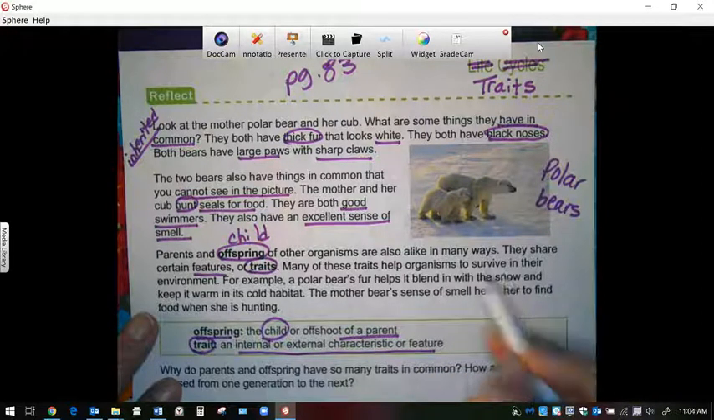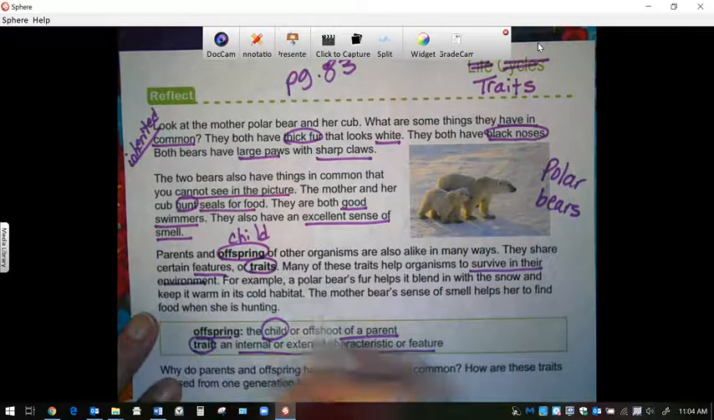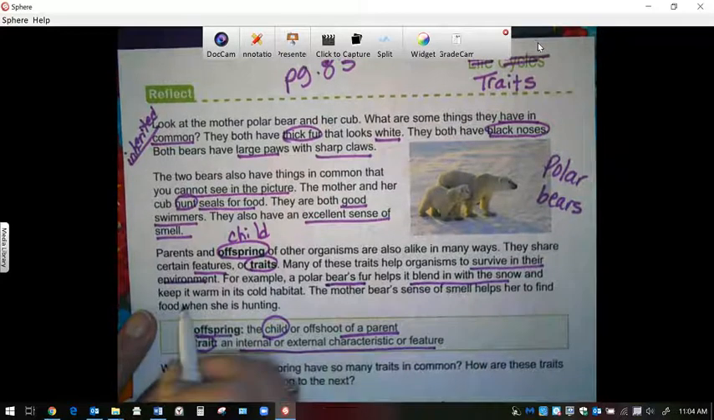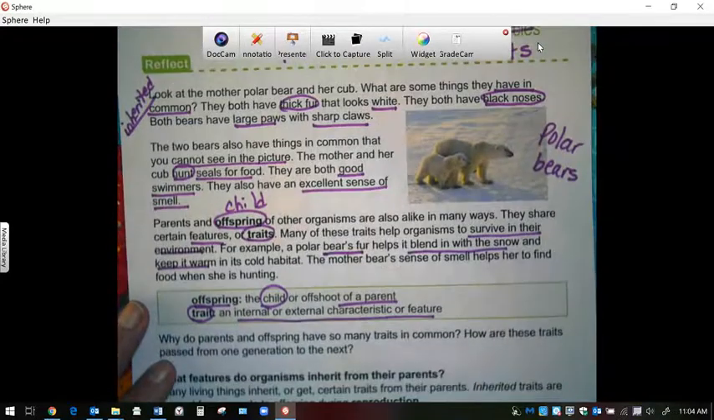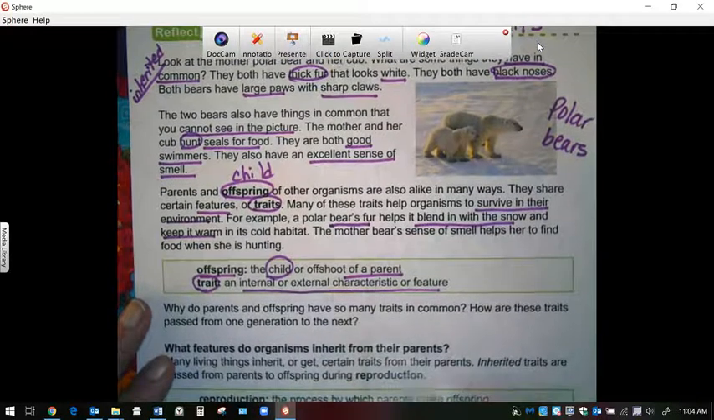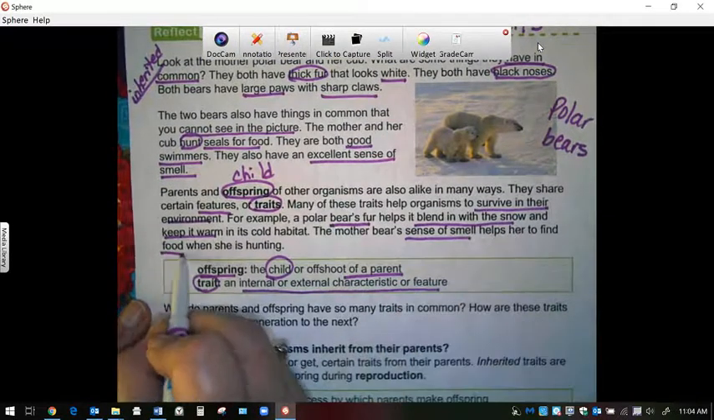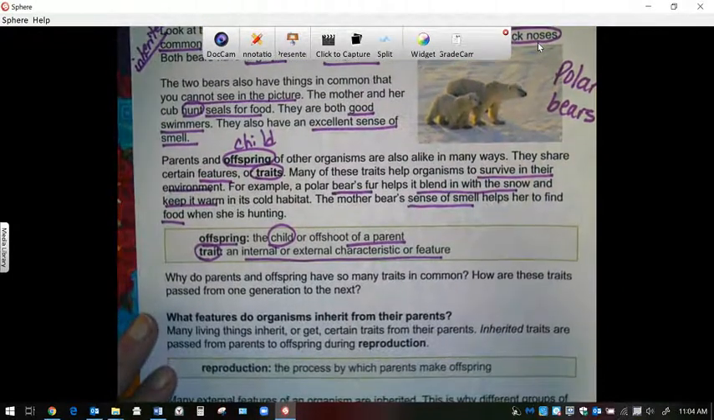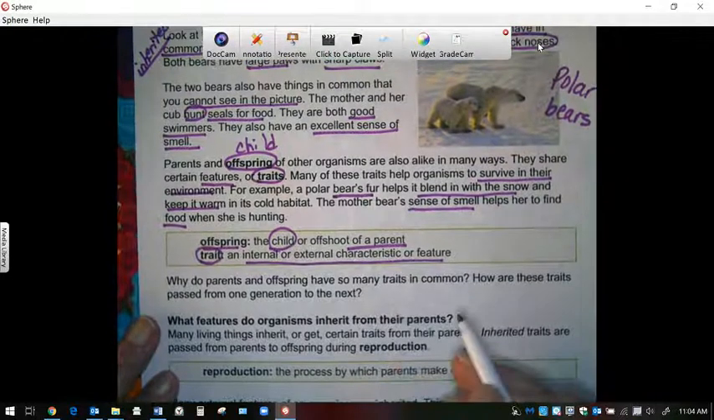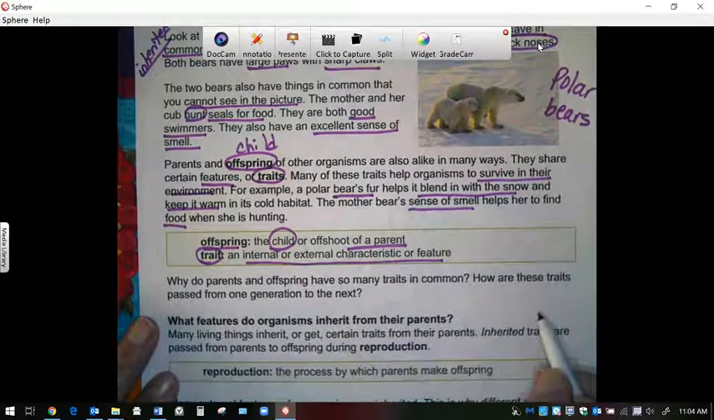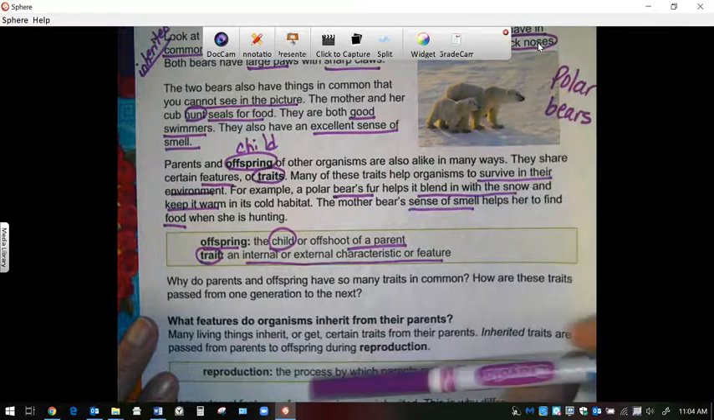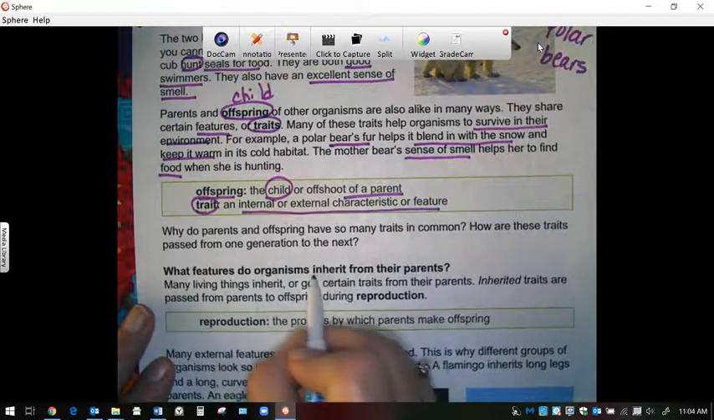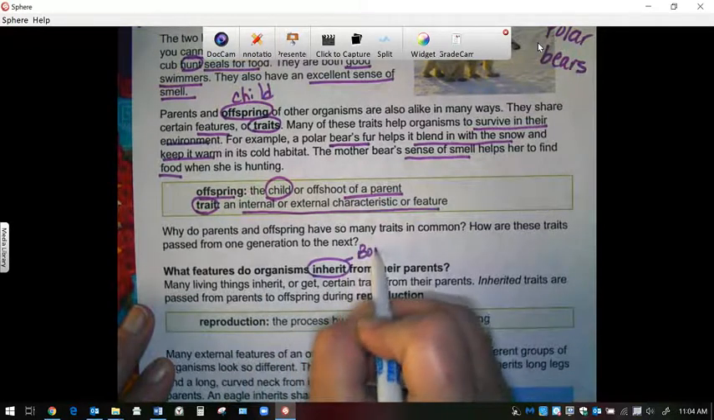For example, a polar bear's fur helps it blend in with the snow and keep it warm in the cold habitat. The sense of smell helps the mother bear find food when she is hunting. Why do parents and offspring have so many traits in common? How are these traits passed from one organism to the next? What features do organisms inherit, and again that means born, from their parents?